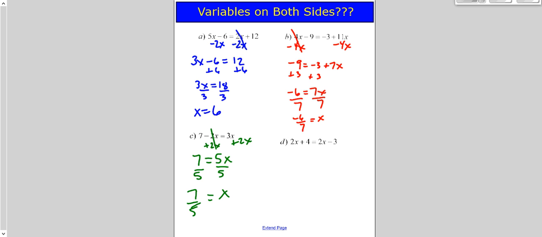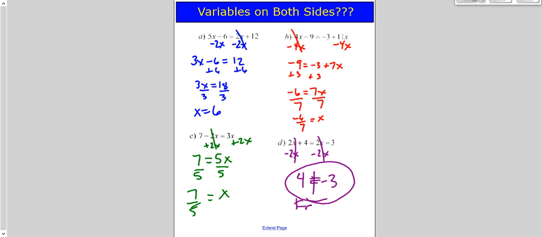And the last one, D. Okay. Oh, this one's a little bit interesting. We have a 2x and a 2x, so I guess it doesn't matter which one we move. So how about I subtract 2x on this side, subtract 2x on this side, and 2x minus 2x, I get 0, so that cancels, leaving me with just a 4, and 2x minus 2x, that just cancels, leaving me with a negative 3, and then I get this very strange equation. I get 4 equals negative 3, which we know is not true. This is a false statement.